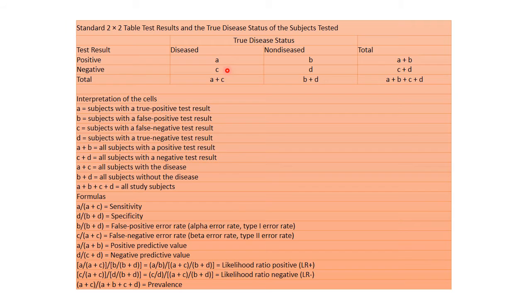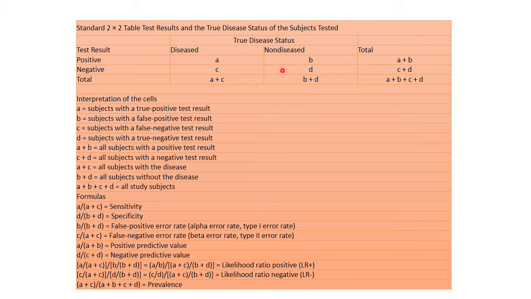C is going to be a false negative test result, because you have a negative test here and the person actually had the disease. So that would be one that you would have missed. So, false negative. And then you would have true negatives here being D, where you have a negative test result and the person does not have disease. So again, the only true results you're seeing here are A, where the person has a positive test and they have the disease, and D, where they have a negative test and they do not have the disease.